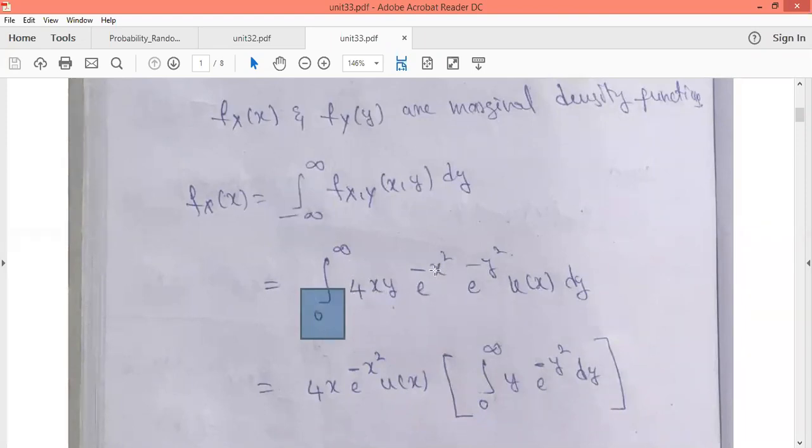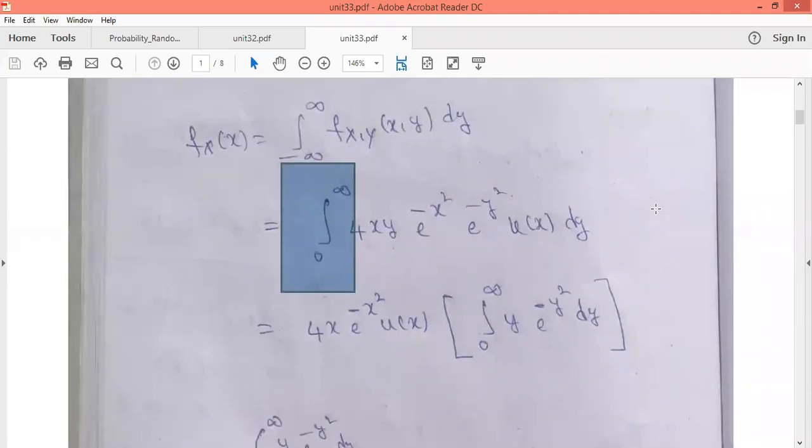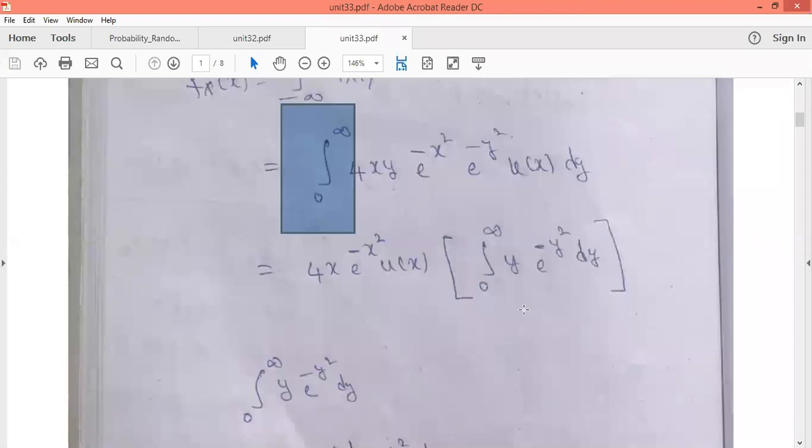We have the integral from 0 to infinity of 4xy e^{-x²} e^{-y²} u(x) dy. Now u(y) we no longer need to mention, because we have represented it in the limits itself. u(y) has value 1 for y greater than or equal to 0. So we get 4x e^{-x²} u(x) times the integral from 0 to infinity of y e^{-y²} dy.